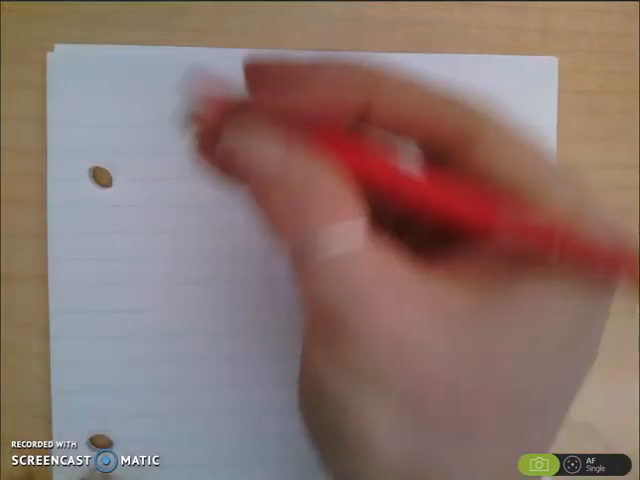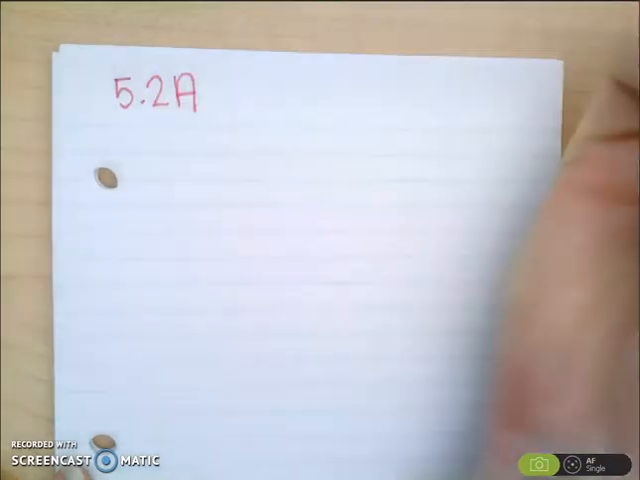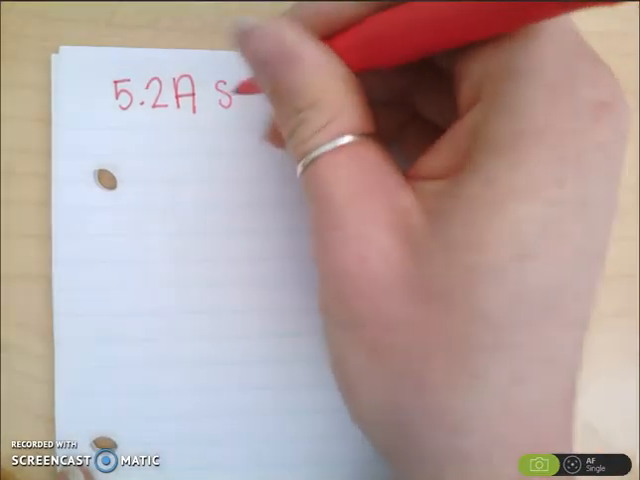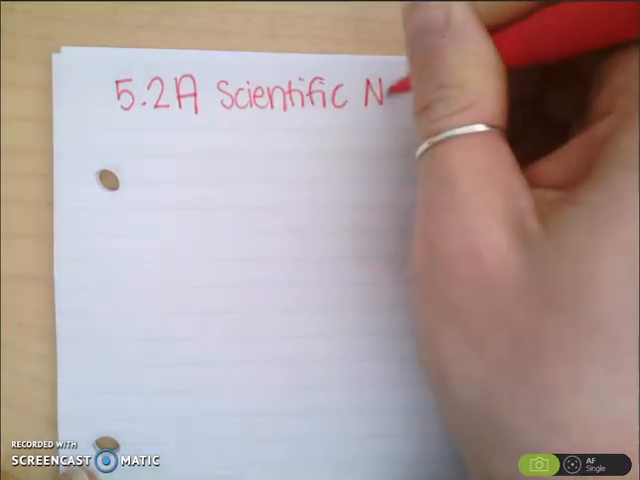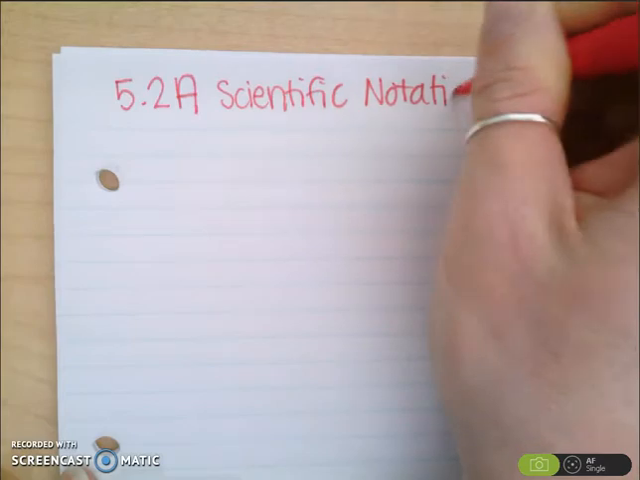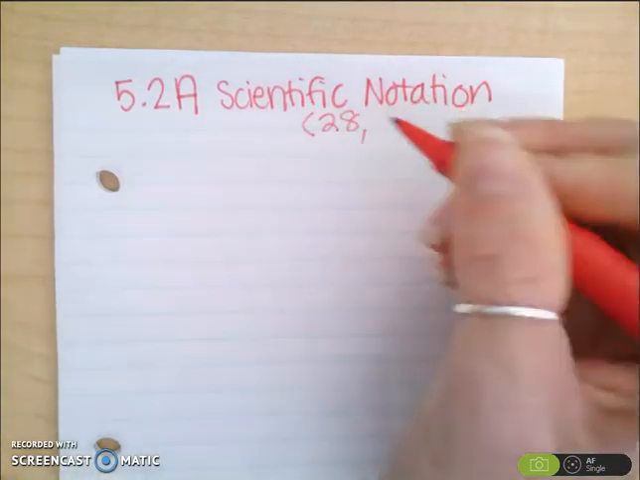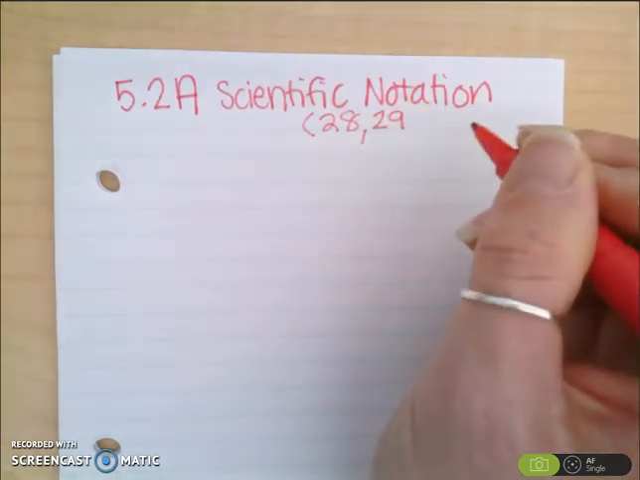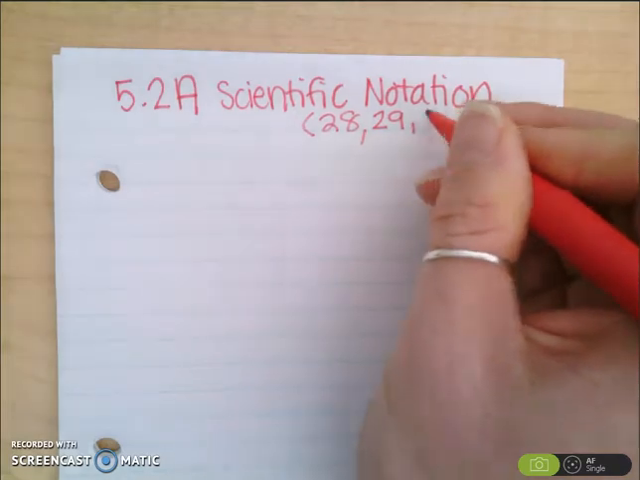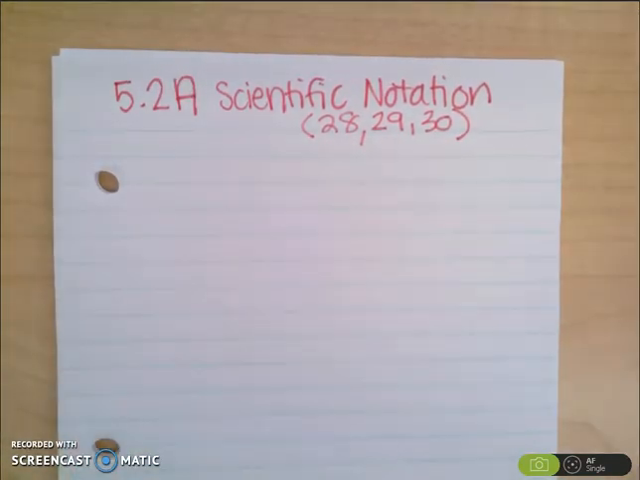We're going to be doing 5.2a, which is scientific notation. In your module, this is pages 28, 29, and 30. We'll also be doing the extension on page 31. So let's fill out today's purpose.